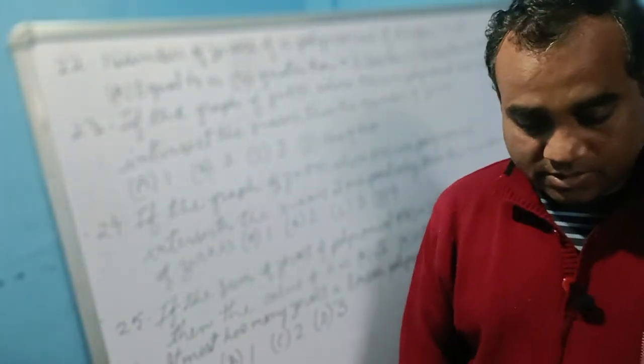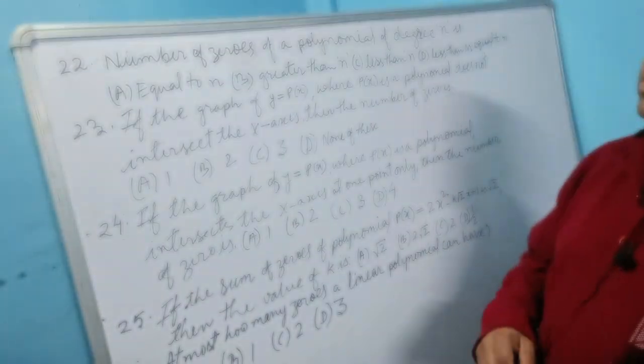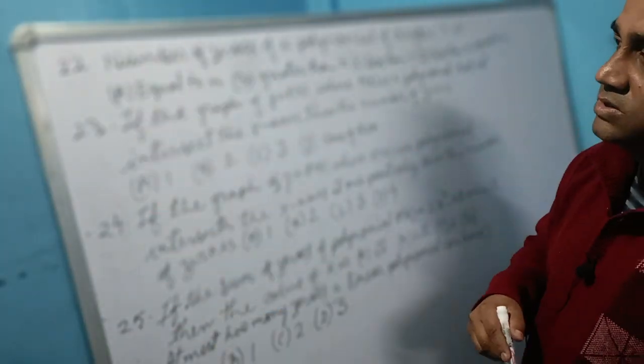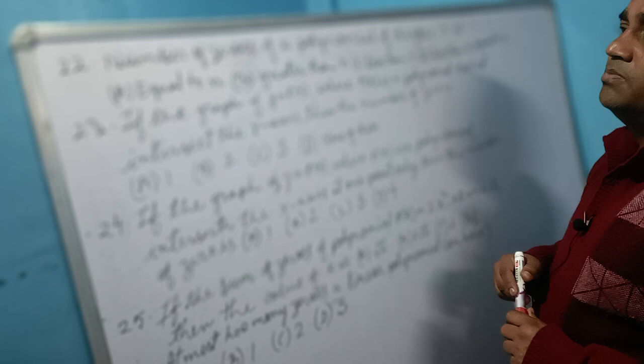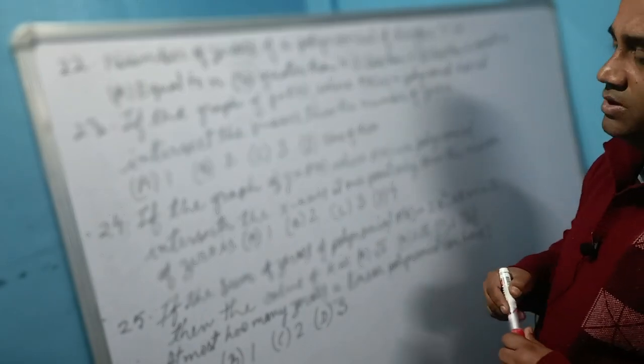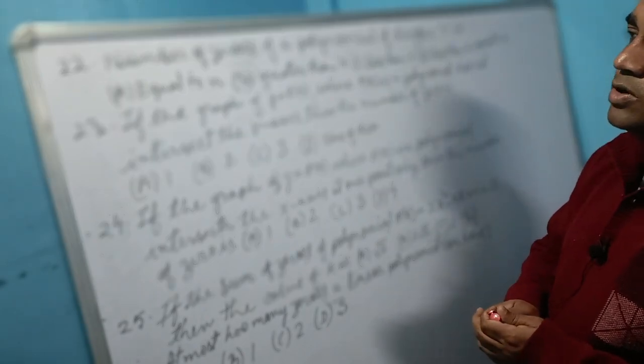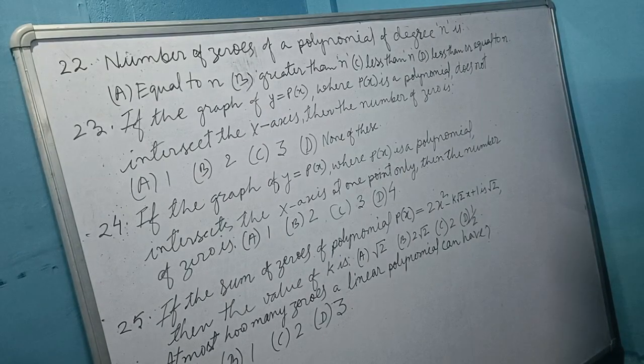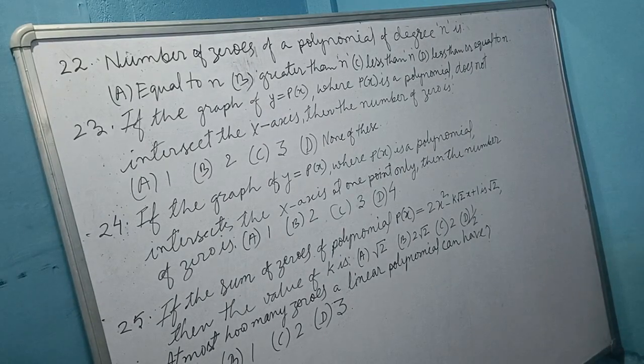Hi students, today I'll show you the MCQ questions from 22 to 26 from the all course CM in Pectide. Now you see, we have our question 22: the number of zeros of a polynomial of degree n is what?